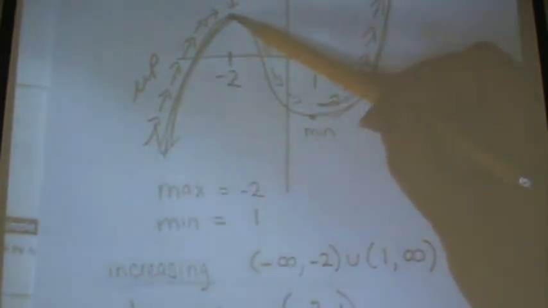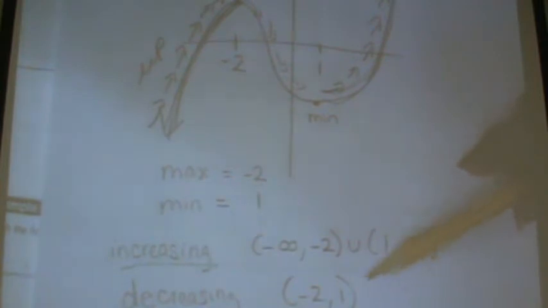Where is this graph decreasing? From -2 to 1. Now, why am I putting parentheses around the -2 and the 1? What are you doing at this spot and this spot? Are you increasing or are you decreasing? Neither. So that's why we use parentheses. Is that clear?